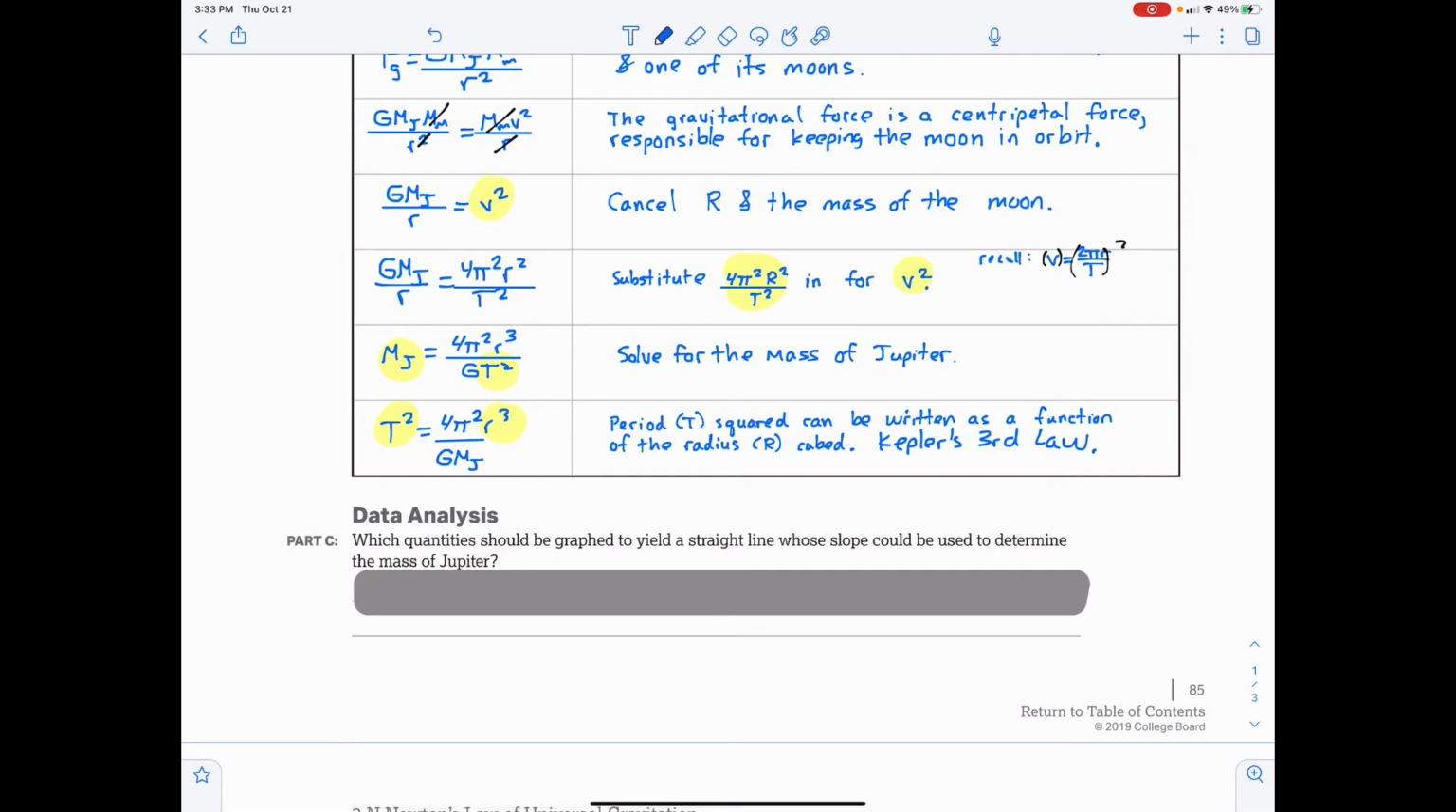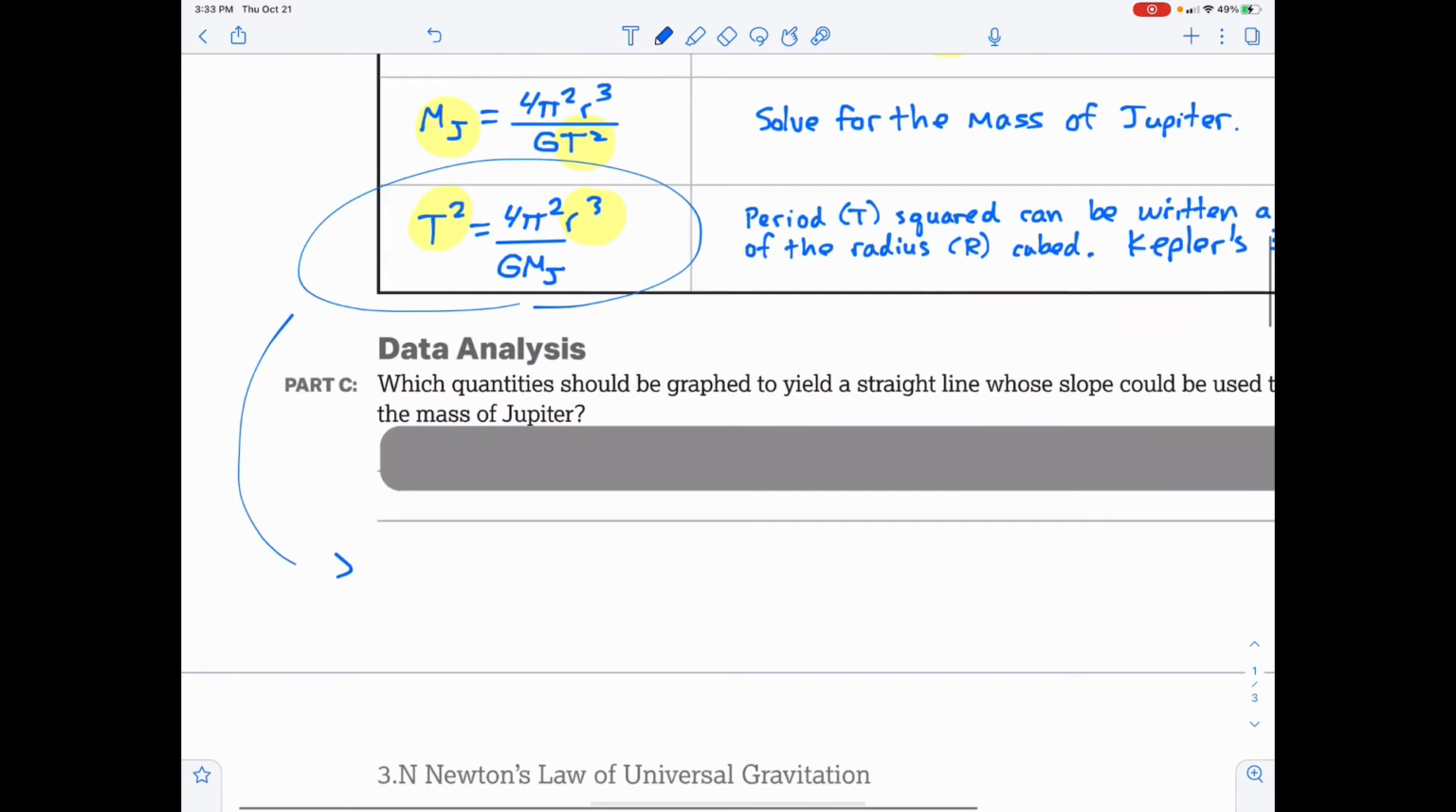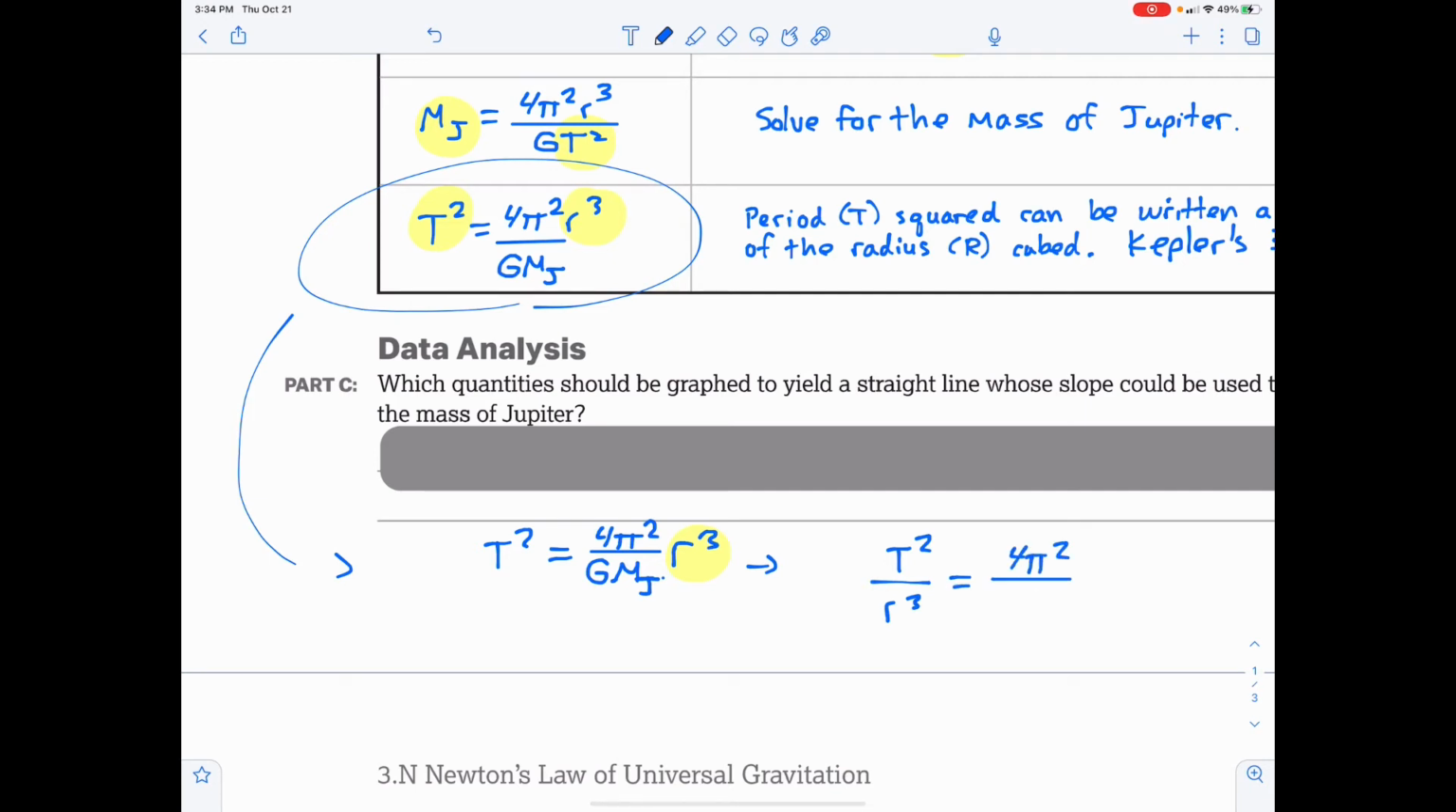Part C. What quantities should be graphed to yield a straight line whose slope could be used to determine the mass of Jupiter? Well, start with the equation. Let's write it down. T squared equals 4 pi squared over G M, the mass of Jupiter, times r cubed. I'm going to divide both sides by r cubed, and we get T squared over r cubed equals 4 pi squared over G times the mass of Jupiter.